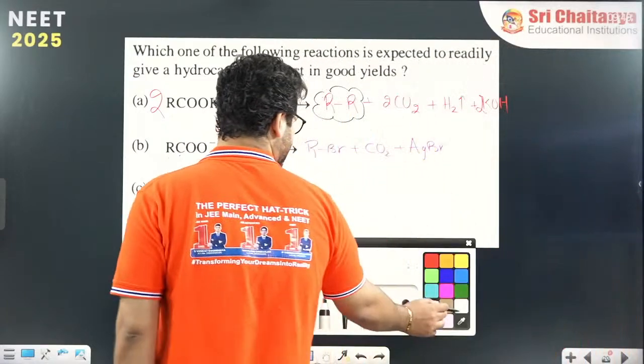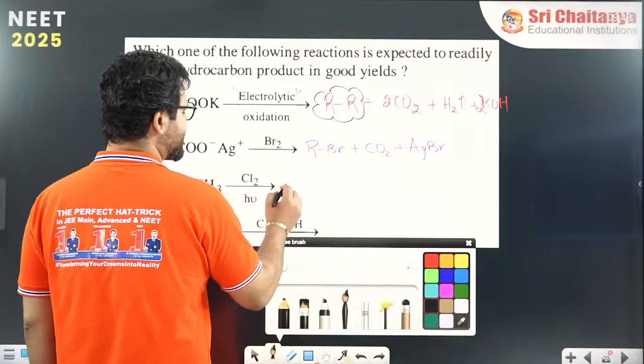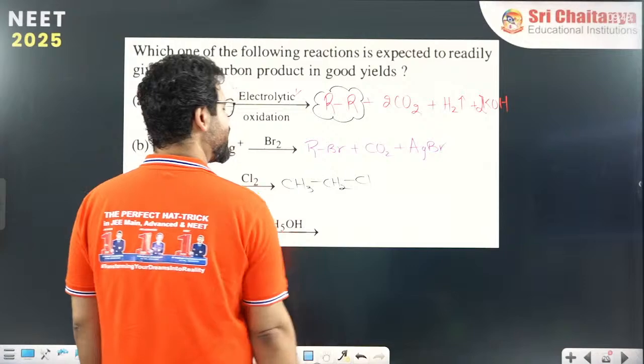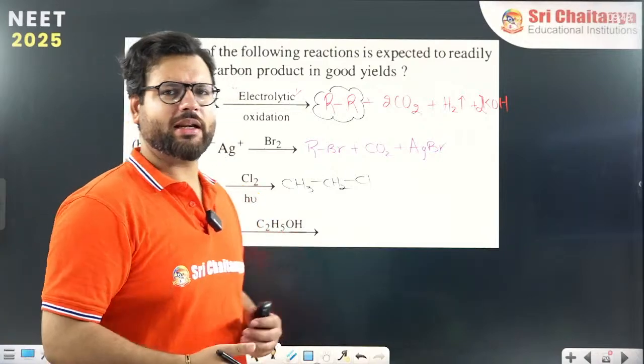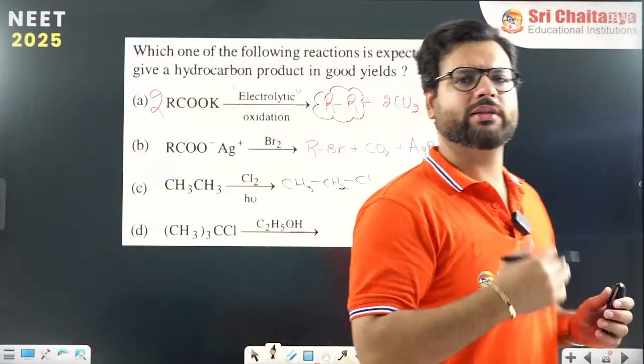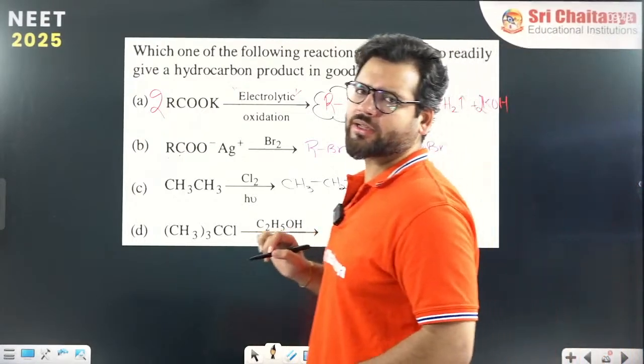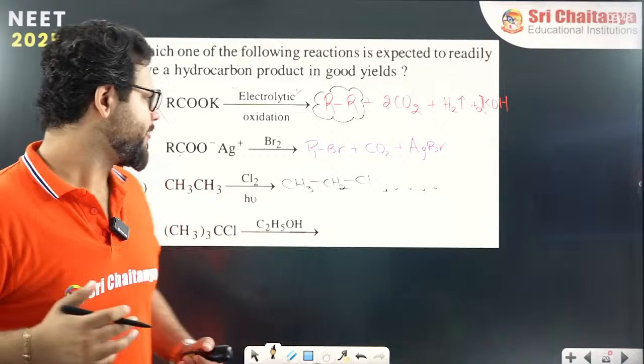The next one is a free radical substitution, beta. Free radical substitution gives you alkyl halides: monoalkyl halide, dialkyl halide, tri, tetra, penta, hexa. So many products will be there as byproducts. Free radical reactions are very difficult to control.